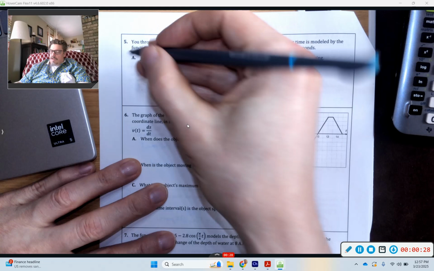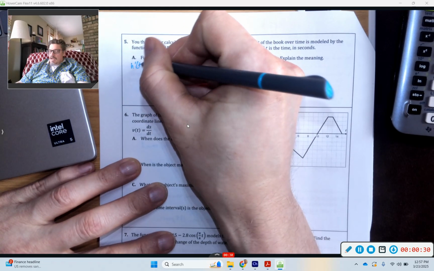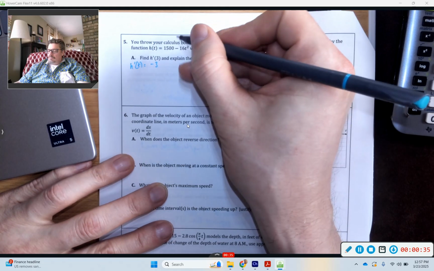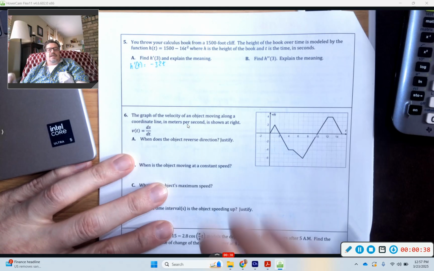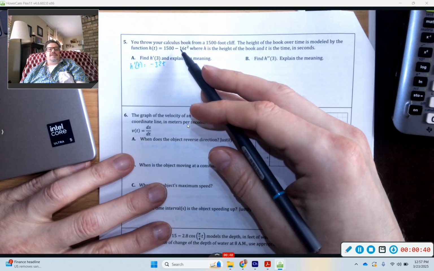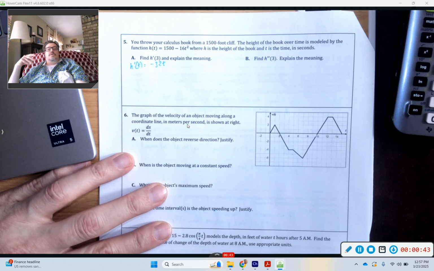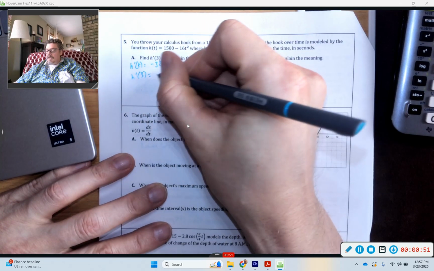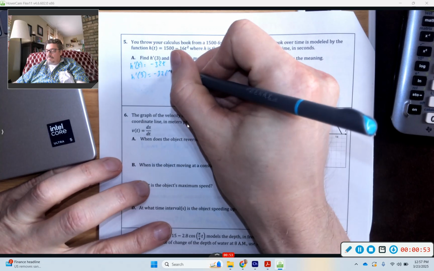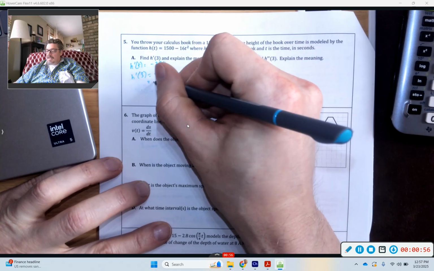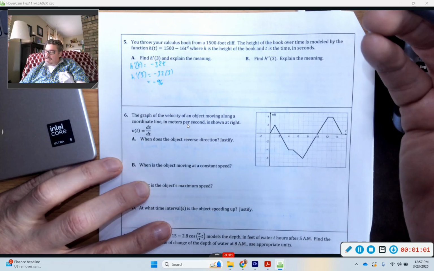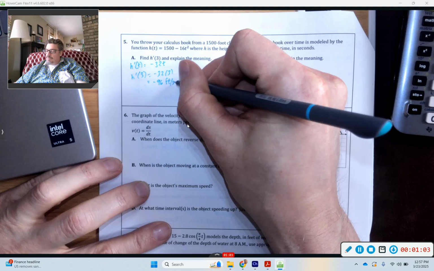Okay, well, let's find h prime of t first, and then we'll find h prime of 3. So we got just negative 32t, taking the derivative of this function, and that's what's nice when you are just dropping things. When you're just dropping things, the equation comes out very simple. We're going to plug in a 3, and negative 32 times 3 is going to be negative 96, and that's going to be feet per second.